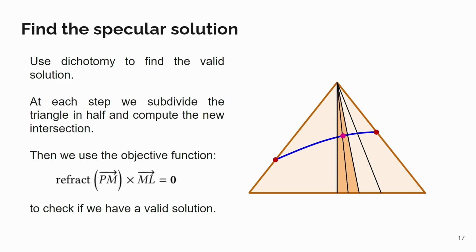The objective function that we are using is similar to the one of Salner and colleagues. We are using the difference between the angles of the refracted vector and the vector connecting the point M to the light. Once we reach a solution, we only need to compute the contribution of this point, and we have our rendering.